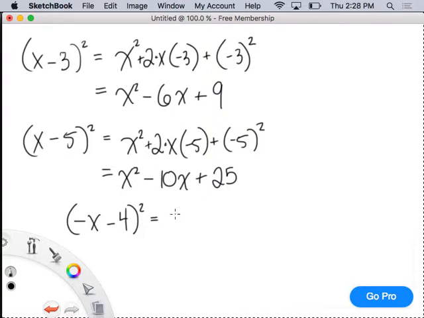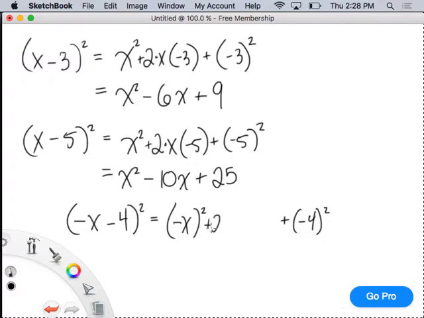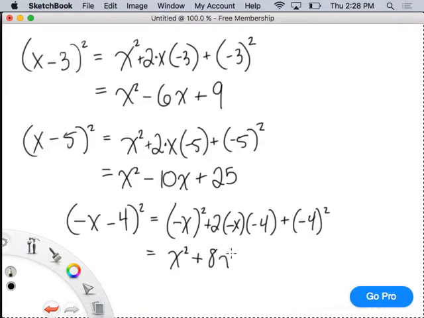Okay, square the first, so negative x squared. Square the last, negative 4 squared. Multiply and double, so plus 2 times negative x times negative 4. Negative x squared just becomes x squared. A negative times a negative is a positive, so it's plus 2 times 4 is 8x, plus negative 4 squared is 16.